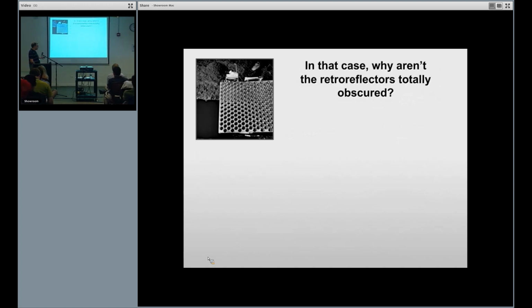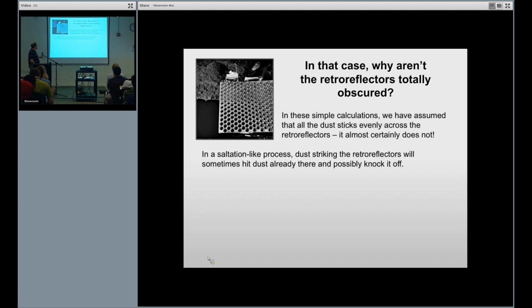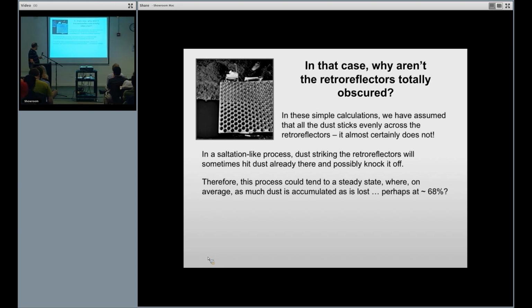So in that case, why aren't they totally obscured? Why are you getting any returns at all if there's that much dust flying around? Well, in these simple calculations, I've assumed that all the dust sticks and it's coated evenly across the reflectors, and that almost certainly does not happen. In this saltation-like process, which we've been discussing, dust striking the retroreflectors will sometimes hit dust already there and possibly knock it off. So you'd expect this process to reach some sort of steady state, so that on average, for every dust grain acquired, one is lost. And perhaps this kind of steady state is reached when you get about 68% coverage. That would fit with what we're seeing with the retroreflectors.